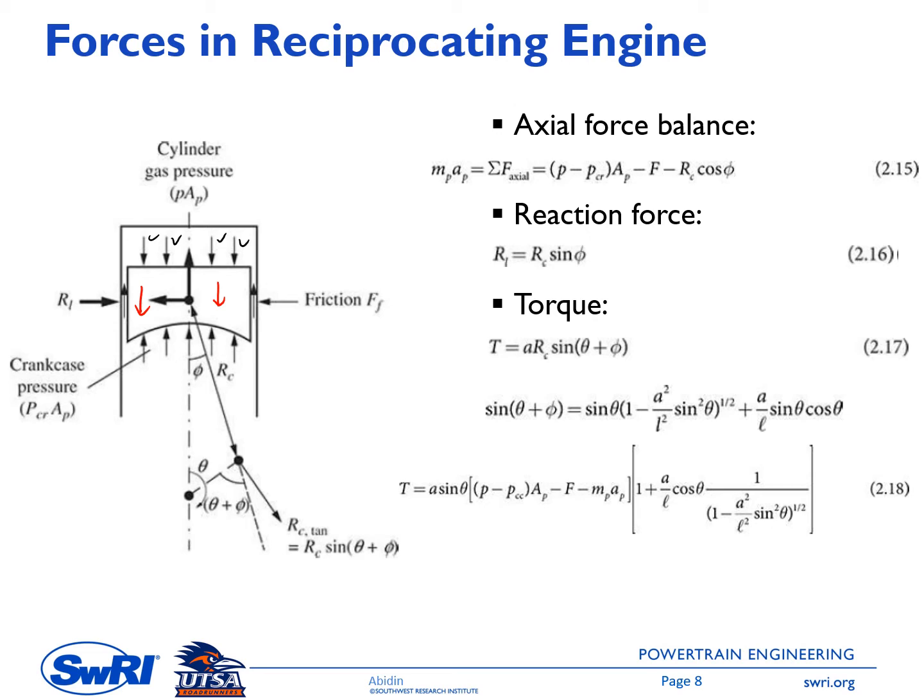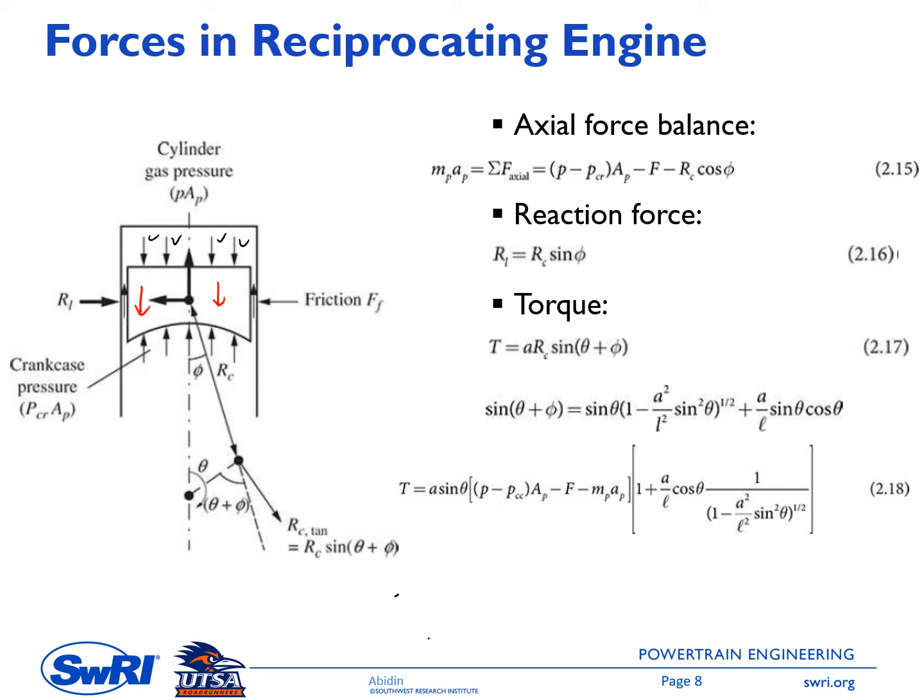And then on the bottom side, on the underside of the piston, we have the force due to the crankcase pressure, PCR, and the direction is opposite to the gas pressure from the upper side. The force acting on the underside of the piston here is PCR times AP. In this case, we assume that the upper side area equals the underside area.